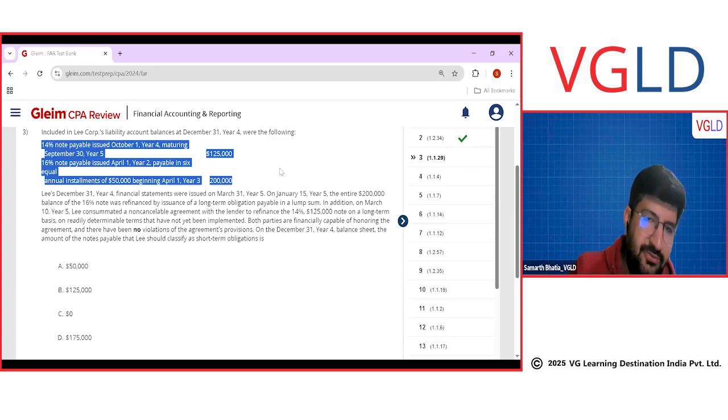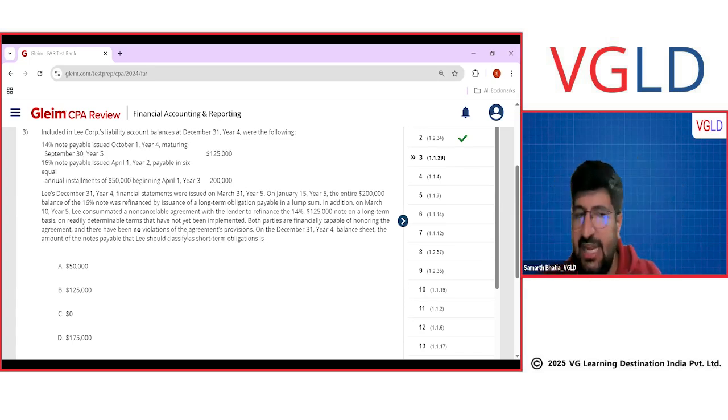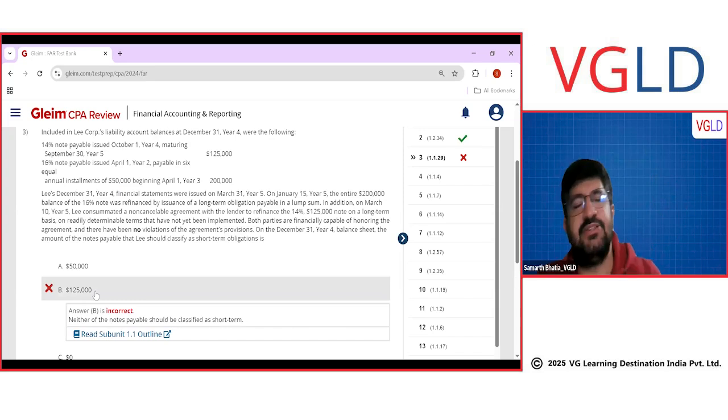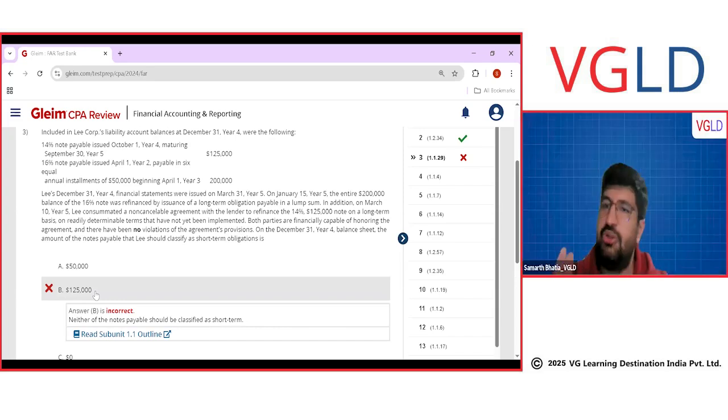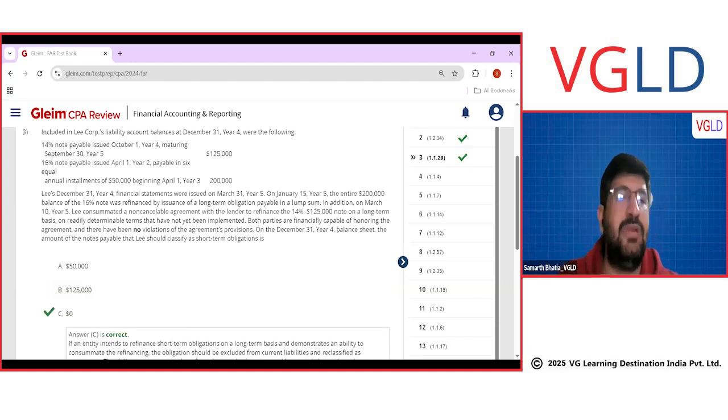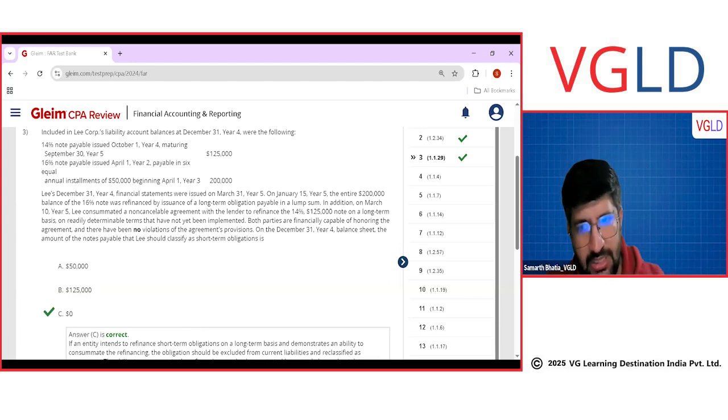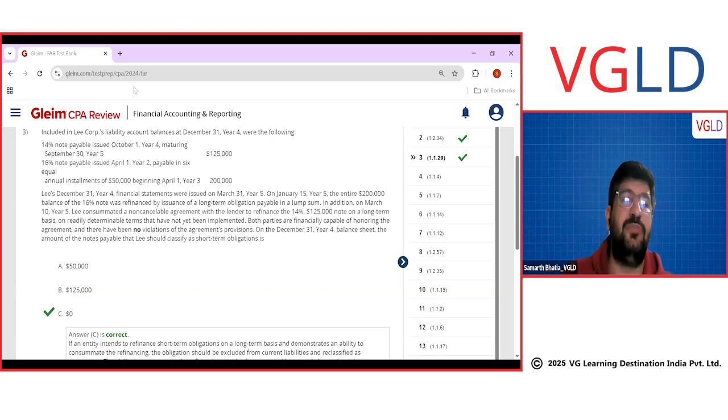Okay. So few students are saying option B. But this is not the right answer, guys. I think it's C, because they refinanced the 14% loan also. Both loans have been refinanced with long-term debt, so nothing should be a short-term obligation. No short-term obligation will be there on the company. So $0 is going to be the short-term obligation. So 0 is the answer. Yes, option C is going to be the right answer.